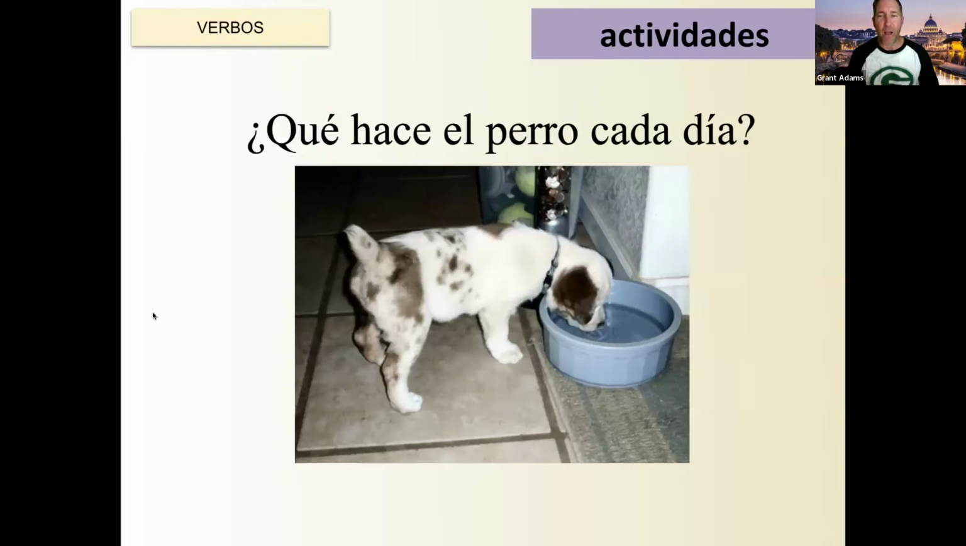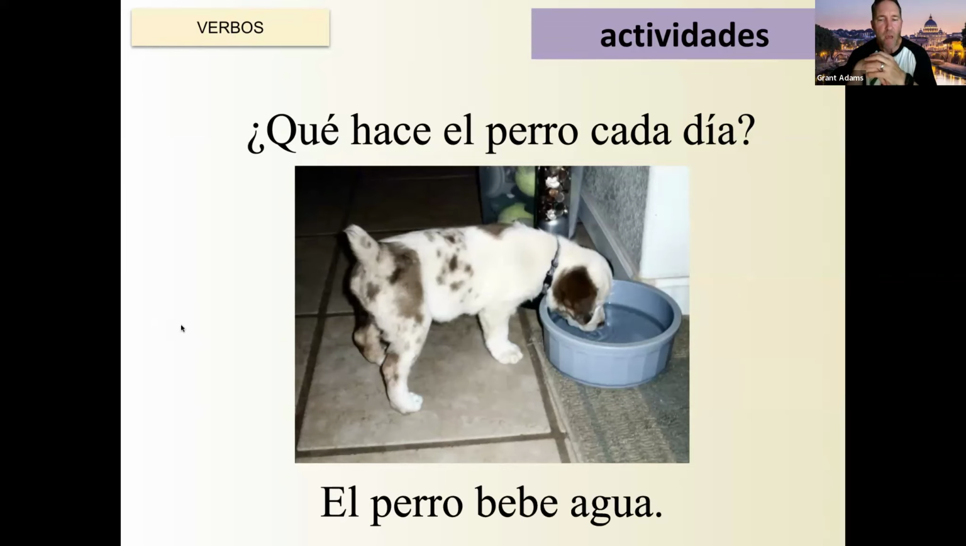¿Qué hace el perro cada día? ¿Cómo se dice to drink water? Okay, there you go. Muy bien, Haley. Perfecto, gracias. Chris, excelente. Muy bien, excelente, Shannon. Perfecto. Yep, I gotcha. Muy bien. Carter, muy bien. Perfecto. Okay. ¿Qué hace el perro cada día? El perro bebe agua. Now, if you put an accent mark on that last E, bebé, that means baby. Little teeny baby. Okay, perfecto.